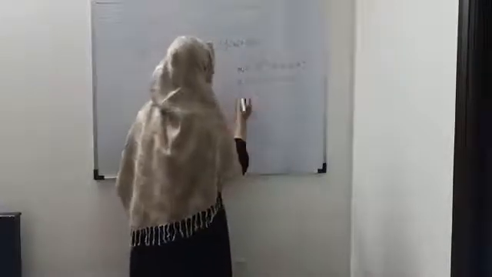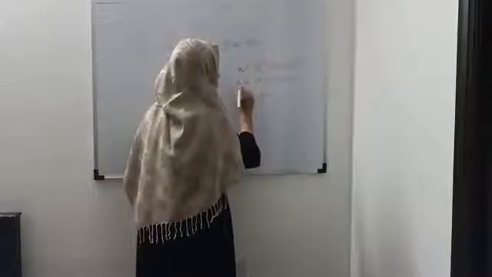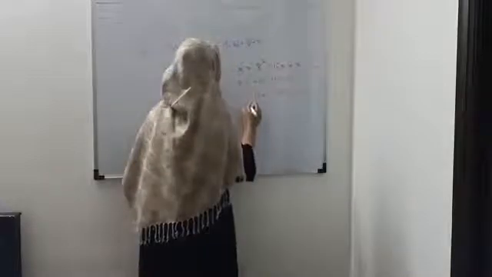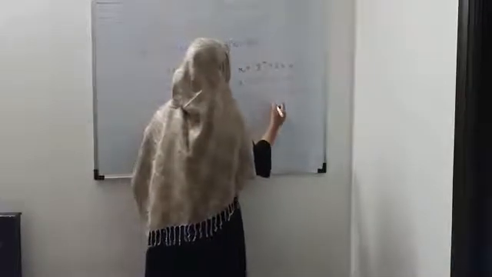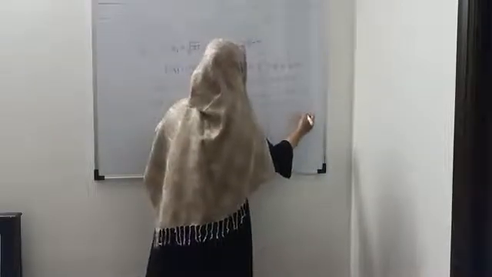Now take this x over here. So it will be x square minus 16x minus x plus 64, which is equal to 0. x square minus 17x plus 64 is equal to 0. So this is the quadratic equation. a is equal to 1, b is equal to minus 17 and c is equal to 64.